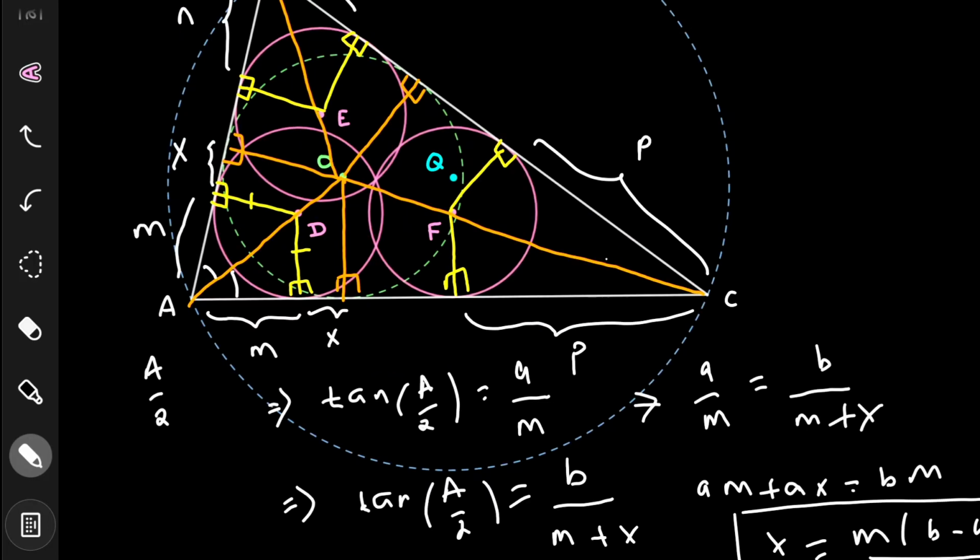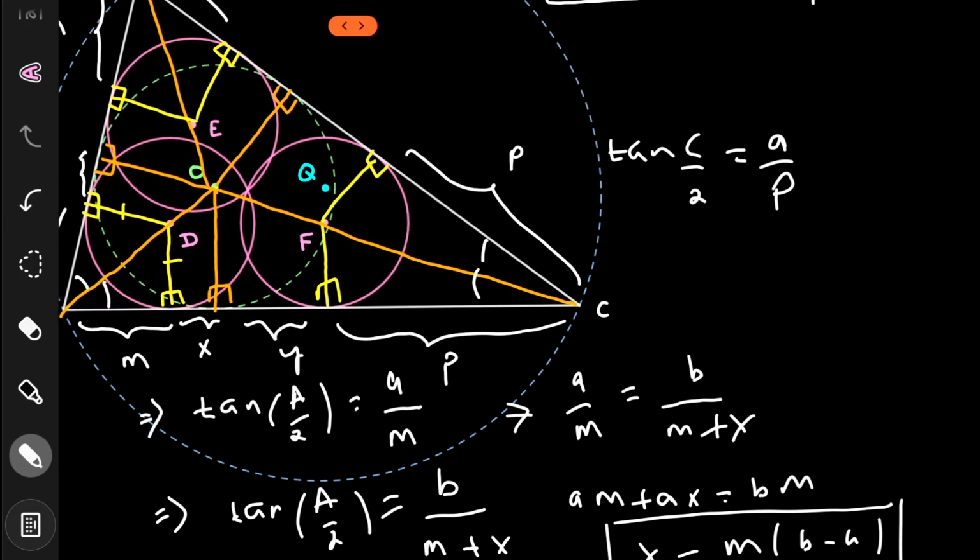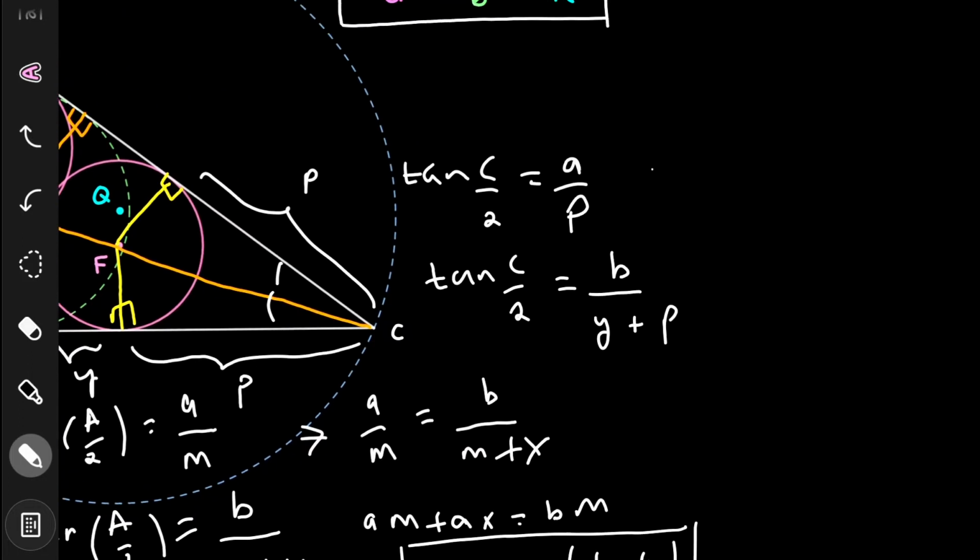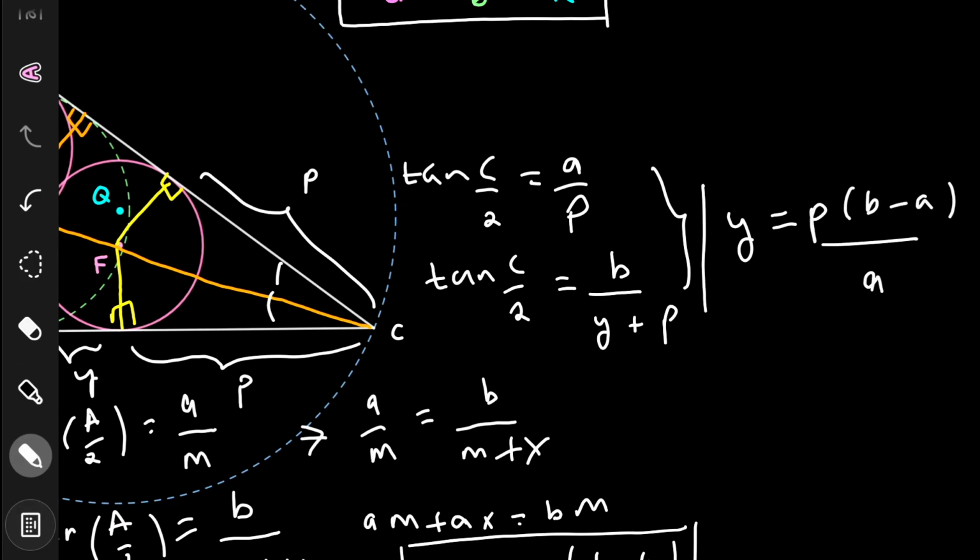Now the same thing we will do on the other side. These two angles would be equal and it would have a value C upon 2. Therefore in the smaller right angle triangle, the value of tangent of C upon 2 would be equal to A upon p. In this bigger right angle triangle, we have the height, that is the radius, and this remaining length I will take it as y. So in this bigger triangle, the value of tangent of C upon 2 would be equal to B divided by y plus p. Now I will solve this equation in order to get the value of y, and that would be p multiplied with (b minus a) divided by a. So here we can see that we have got the value of x and y.